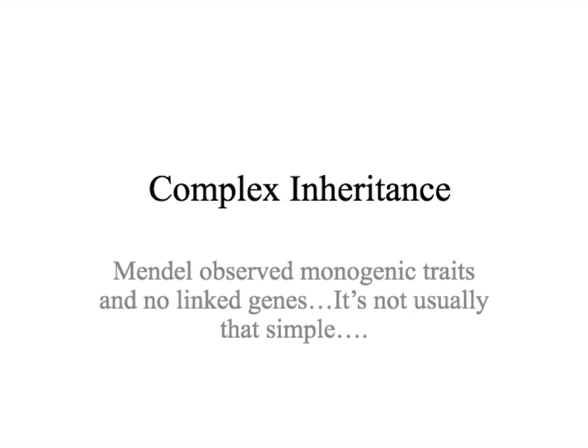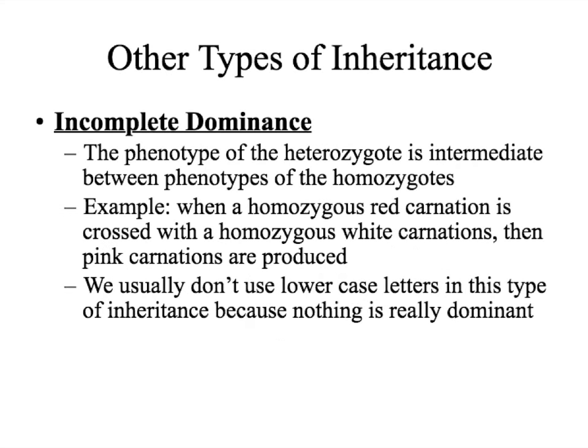Okay, now, Mendel was kind of lucky. He was looking at monogenic traits, which means none of them were linked, none of them shared anything. Each trait was independent of the others. It was really easy. They were really simple to define. One gene kind of worked it out. Nothing too complex. In life, we know that things aren't always that simple. So we have different kinds of dominance and different kinds of inheritance. And the first one I want to go over with you is incomplete dominance.